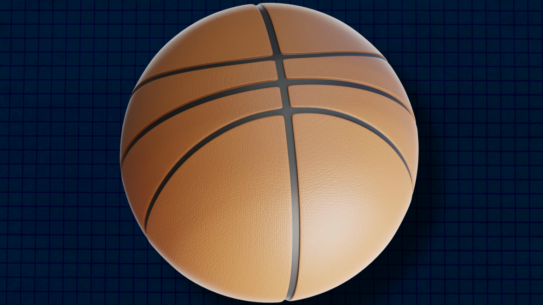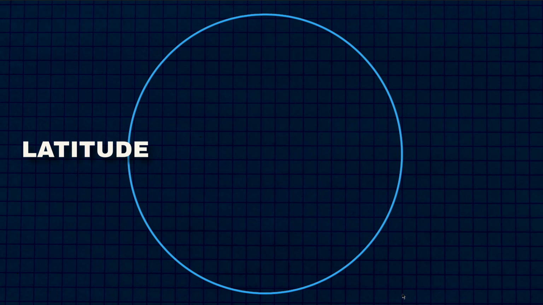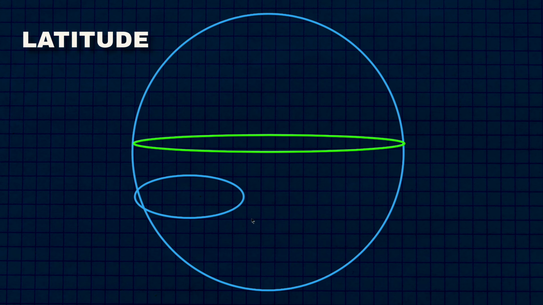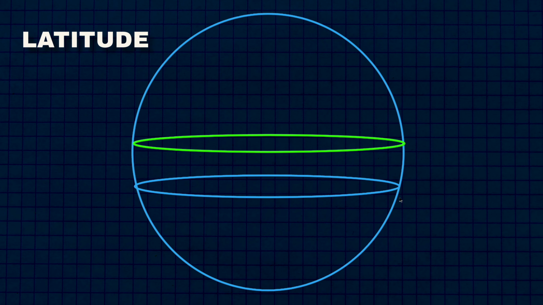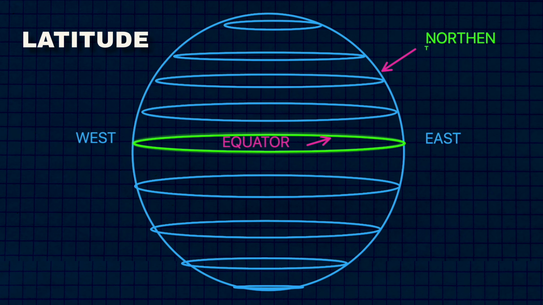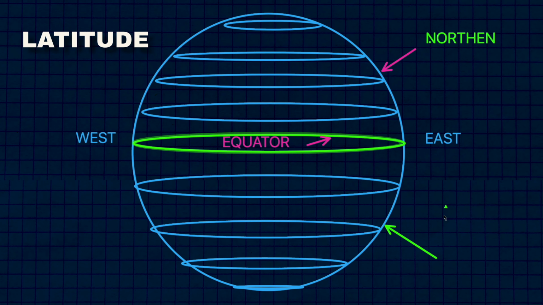Envision our Earth as a three-dimensional ball, and latitudes are imaginary lines carved on it that run from west to east parallel to the longest latitude known as the equator. And the equator divides the Earth into northern and southern hemispheres.